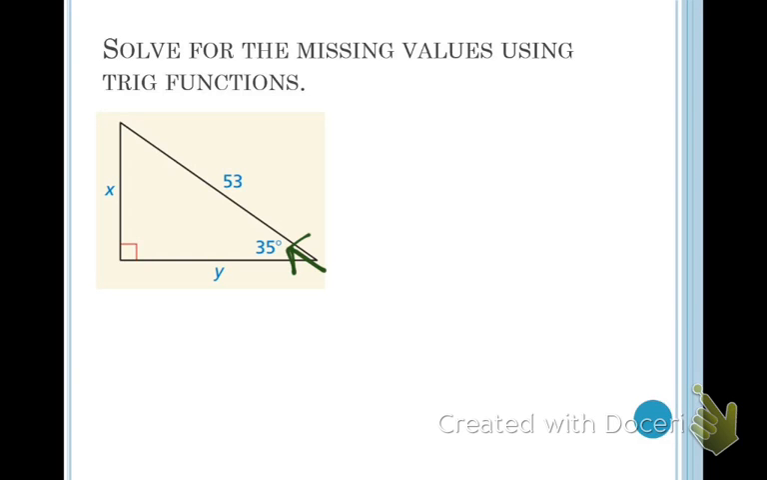All right, so from 35 degrees, let's label our sides. What kind of side is x? Opposite. What kind of side is y? Adjacent. What kind of side is 53? Hypotenuse. So we do something similar. Pick a side, x or y. X. Okay, x. The side they gave us is 53. So which trig function are we going to use? Sine.